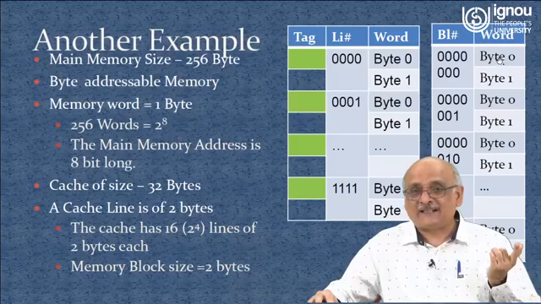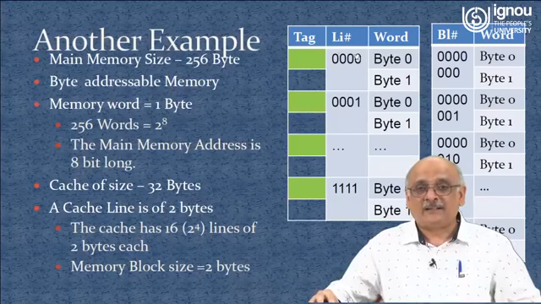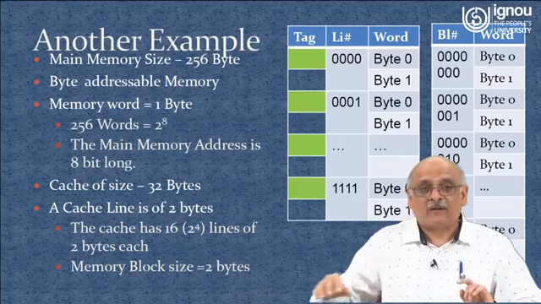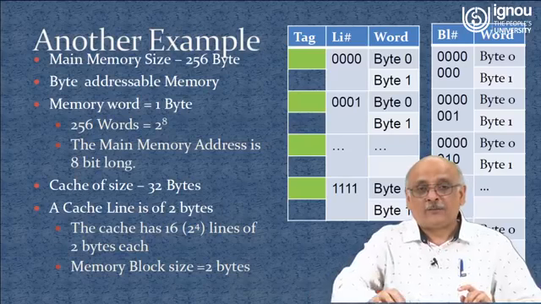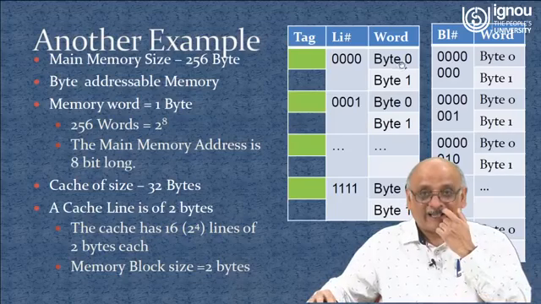So word is a byte. This is one particular block here: byte 0, byte 1, like that. This is the cache line, and byte 0 and byte 1 will appear in this particular case. The logical structure is not going to change. This is just for demonstration. The memory block size, you can see, is 2 bytes, and that is what is shown in this particular slide.